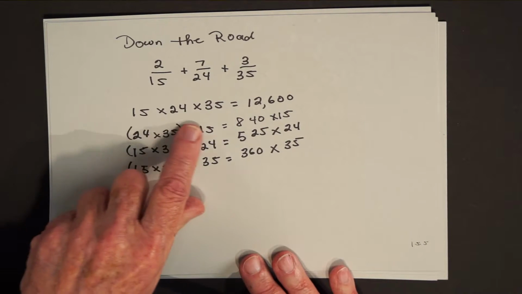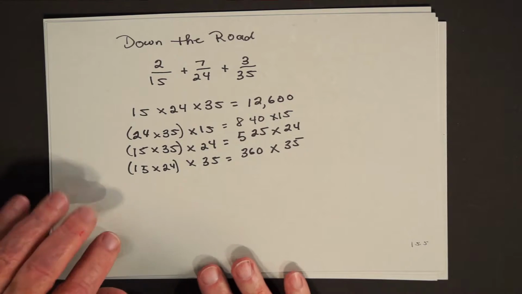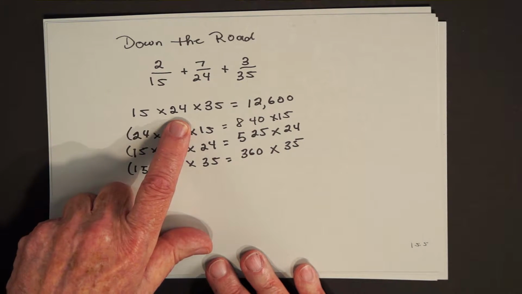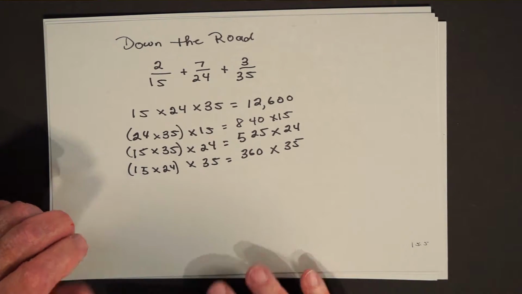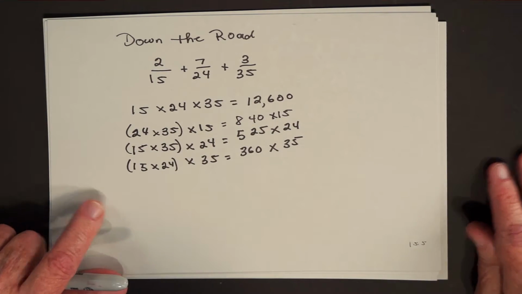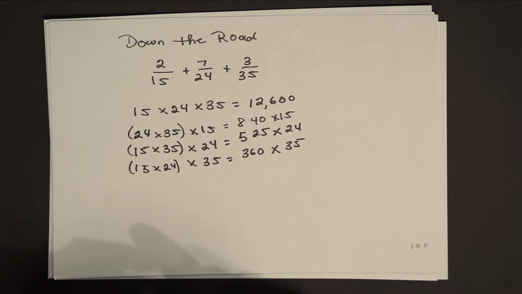Well, one way to find a common multiple is to multiply them all together. And I'll spare you the grief of having to do that. I did that ahead of time. 15 times 24 times 35 comes out to be 12,600. And already you can begin to sense how long these lists are going to be if you try to do this by listing the multiples. In fact, we can go one step further.